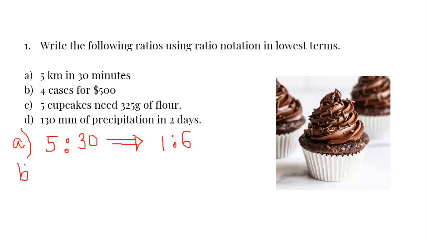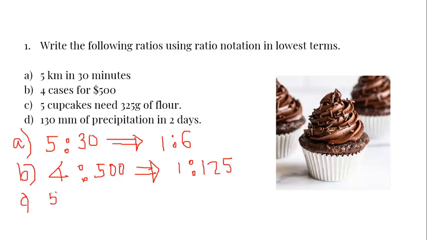4 cases for $500. The ratio 4 is to 500 can be divided by 4, which is the highest common factor, so the ratio in lowest terms is 1 is to 125. 5 cupcakes need 325 grams of flour. 5 is the highest common factor for 5 and 325. Dividing both the values by 5 gives us the ratio in lowest terms, 1 is to 65.